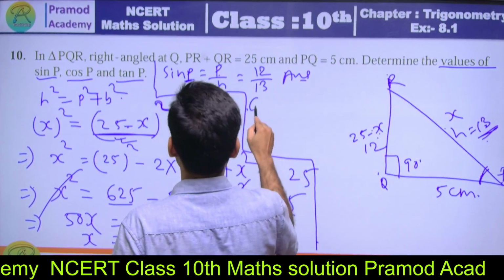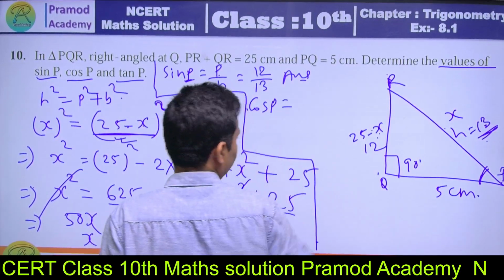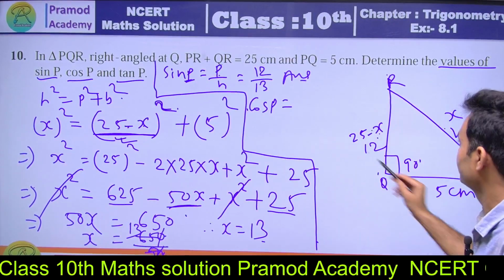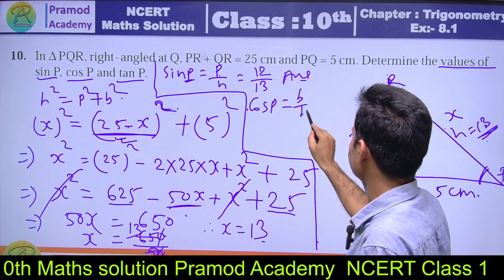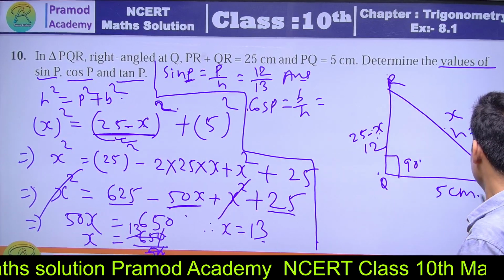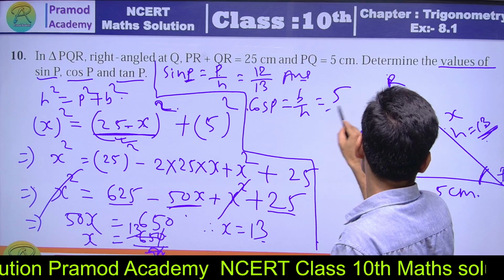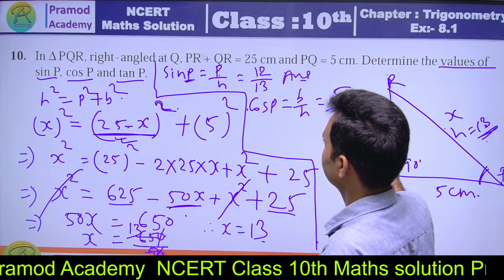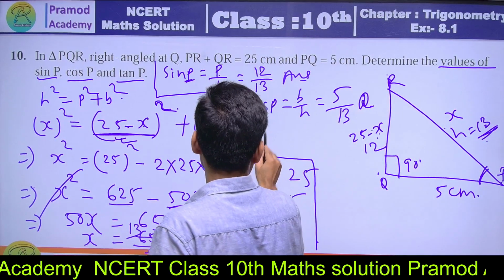Now cos P. Cos P equal to B by H. What is the formula? B by H. Here B is 5 centimeter and H is always fixed, 13. This is the answer.